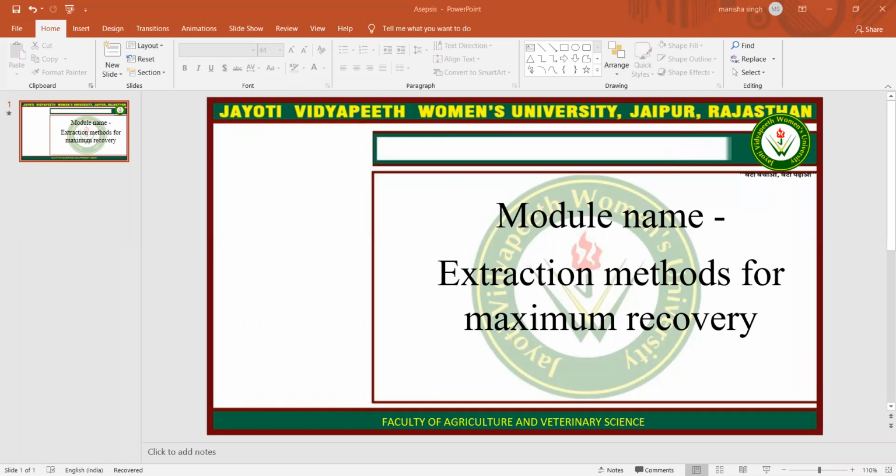So the general techniques of plant extraction are maceration, infusion, percolation, digestion, decoction, hot continuous extraction, which is also known as Soxhlet, aqueous alcoholic extraction by fermentation, counter current extraction, microwave assisted extraction, ultrasound extraction, supercritical fluid extraction, and phytonic extraction. Number one is maceration.